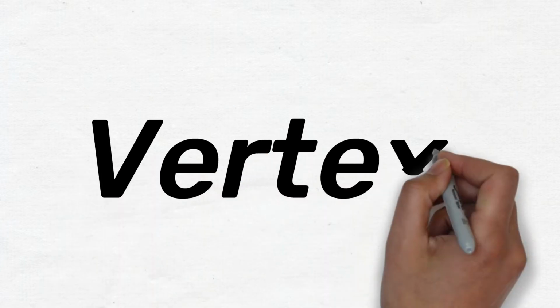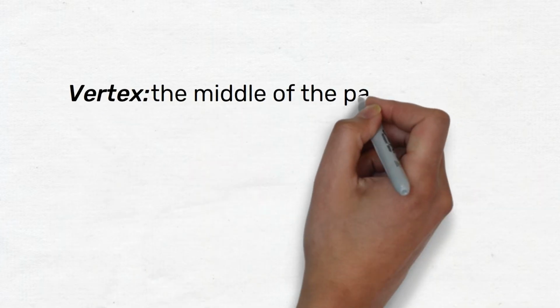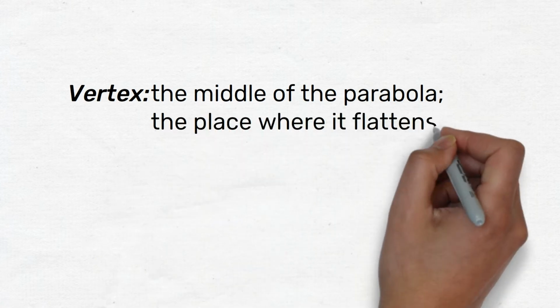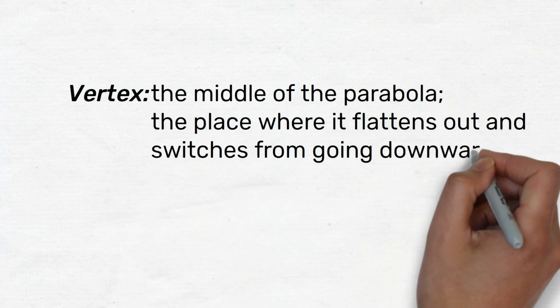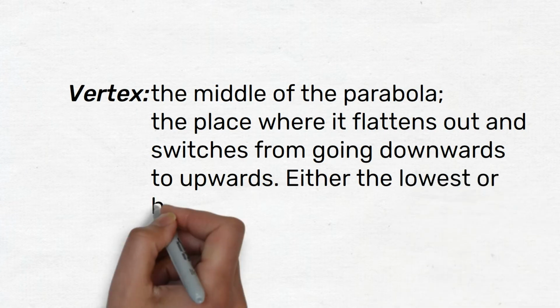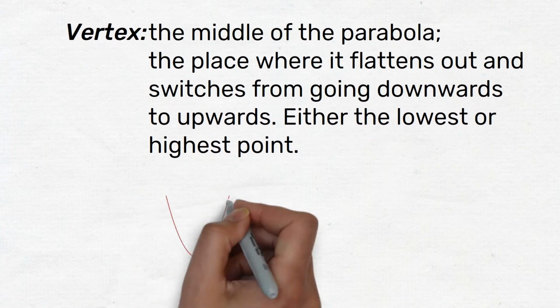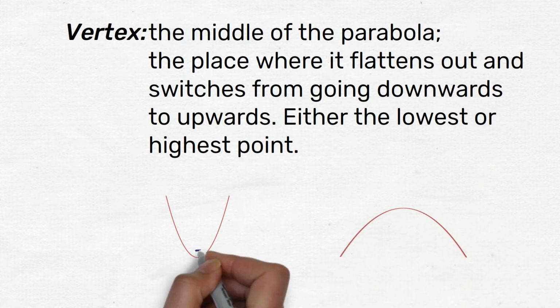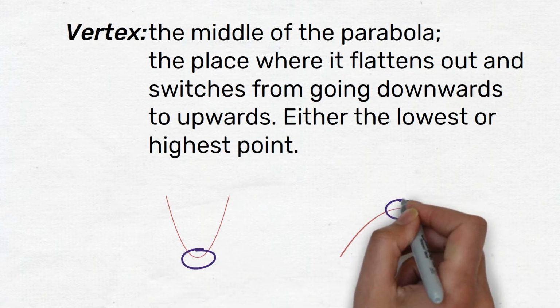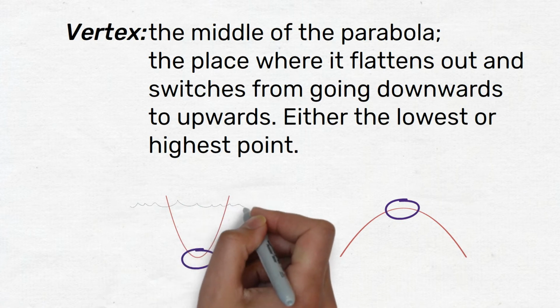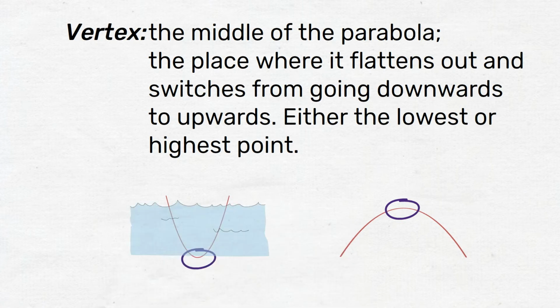Next we have the vertex. This is the point in the middle of the parabola where the graph flattens out and switches from going downwards to upwards or vice versa. And it's always going to be either the lowest or the highest point on your graph. So again, you can see here from our 2 examples, we've got one where it's at the bottom and one where it's at the top. We see vertex a lot when we're dealing with word problems, when we want to find the highest or the lowest value of something, so keep it in mind.